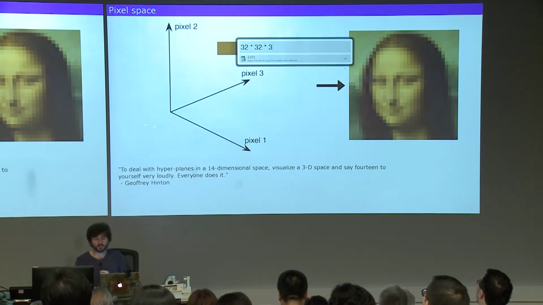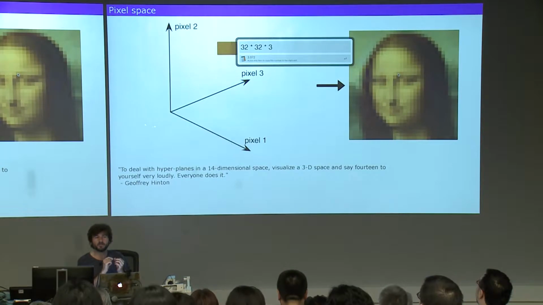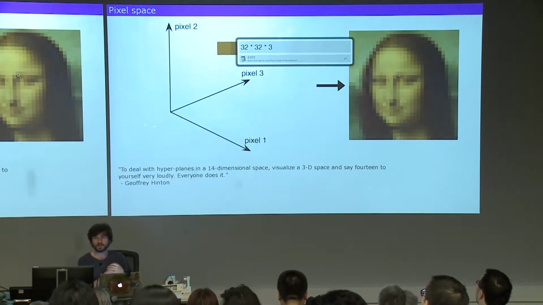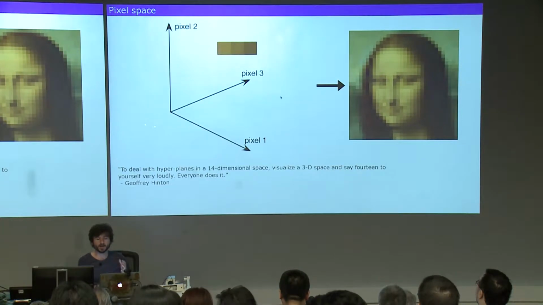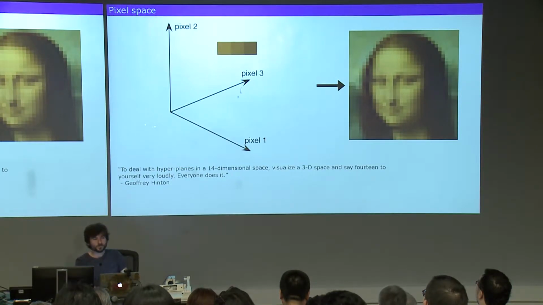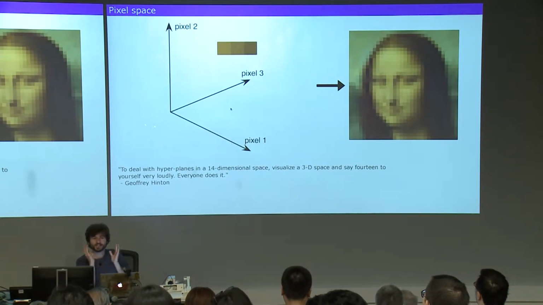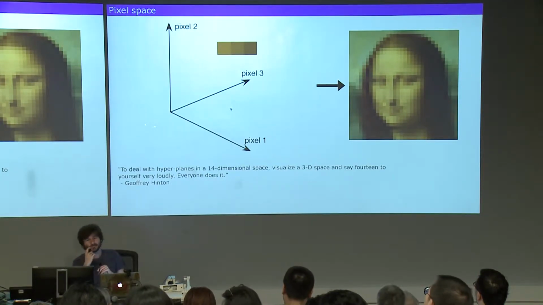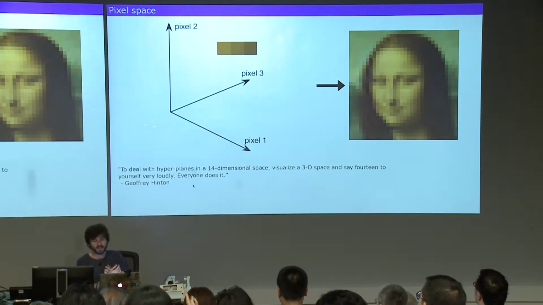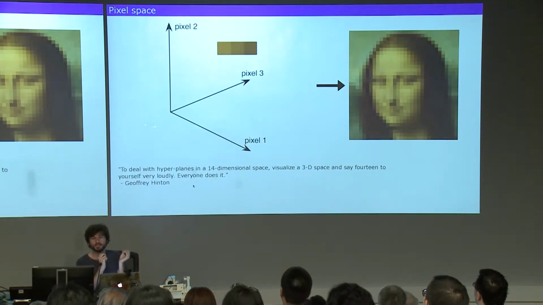Now, you can think of all the possible images that have 32 by 32 pixels. You can think of that whole space of images as being like a gigantic 3,072 dimensional space. Of course, you can't imagine 3,072 dimensions, but it turns out that math works exactly the same way in 3,000 dimensions as it does in 3. So you can kind of imagine 3 dimensions, but just say 3,000 very loudly. This is a quote by Geoffrey Hinton that I like. So every possible image is like a point in this 3,072 dimensional space.